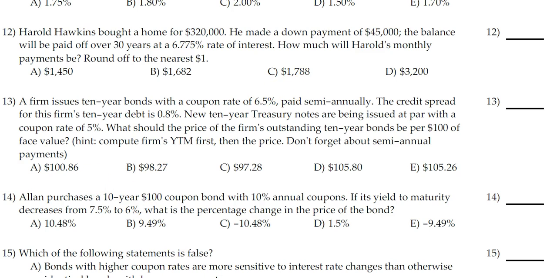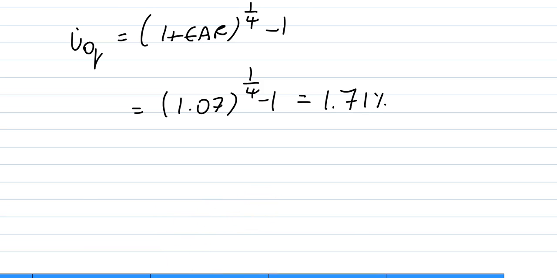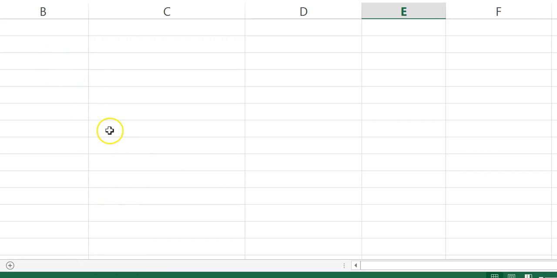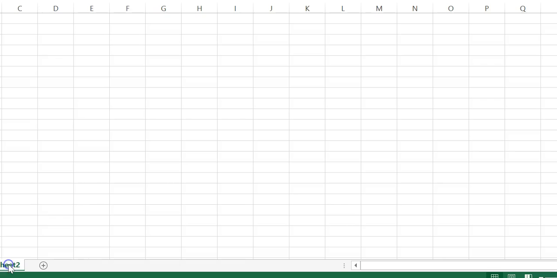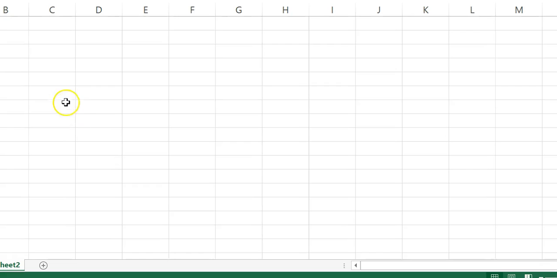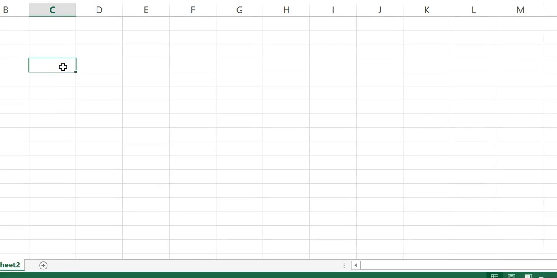Alright, so this is an annuity. We have to figure out the payments. Maybe we can do this in Excel. Alright, so what do we have? So he bought a home for $320,000, but he made a down payment. So the present value is actually $320,000 minus the down payment, which was $45,000.